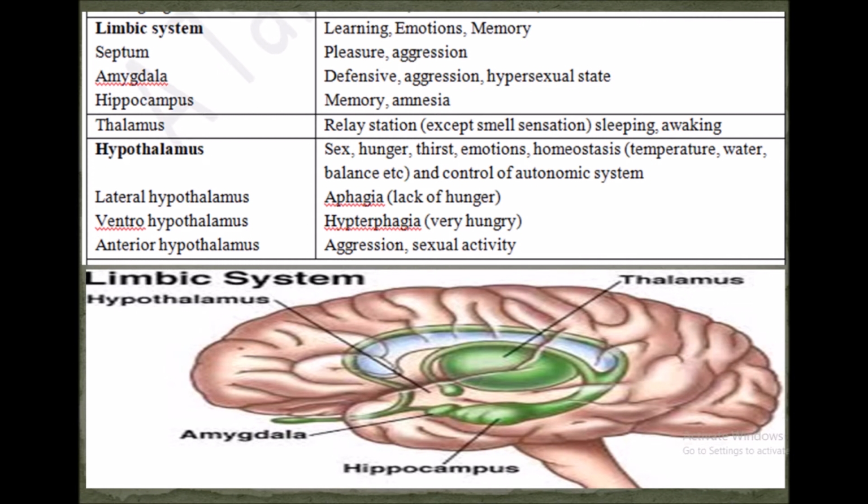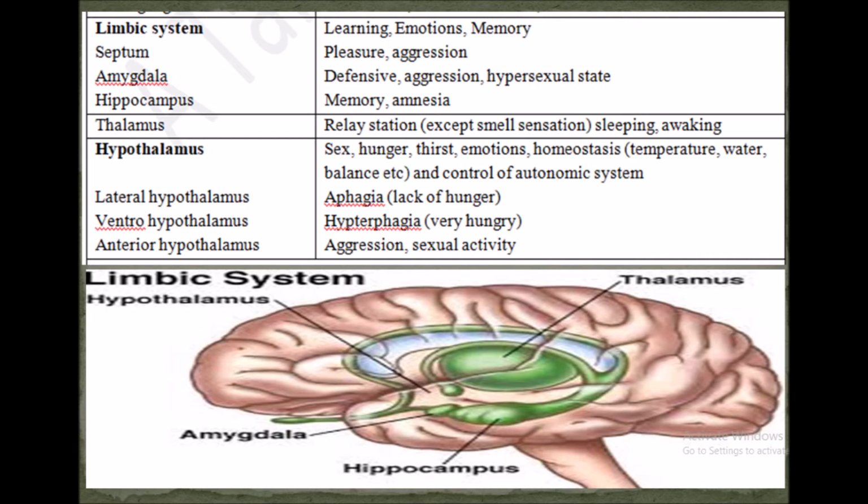The third part of the hypothalamus, that is interior hypothalamus, controls the aggressive state of the person, and the sexual activity of anyone. So this was the forebrain, and we discussed the different parts of the forebrain and their functions one by one.